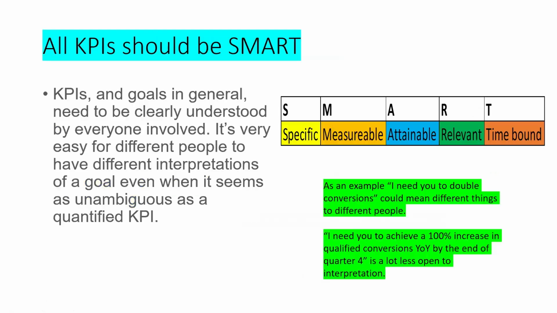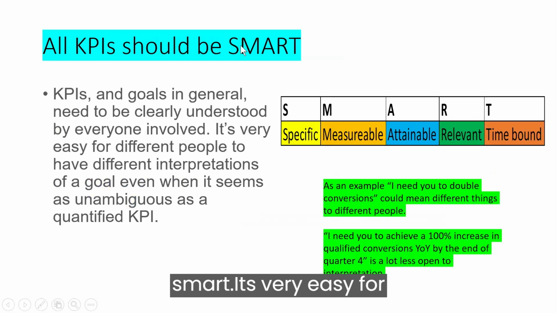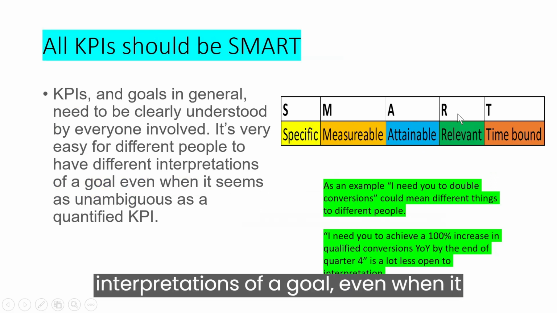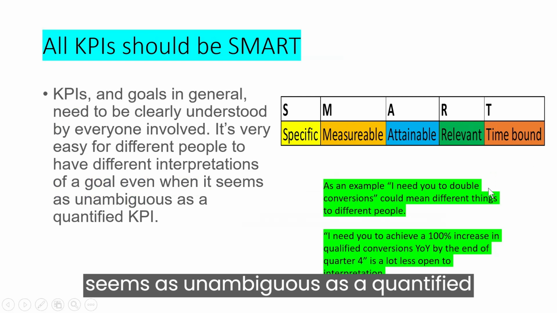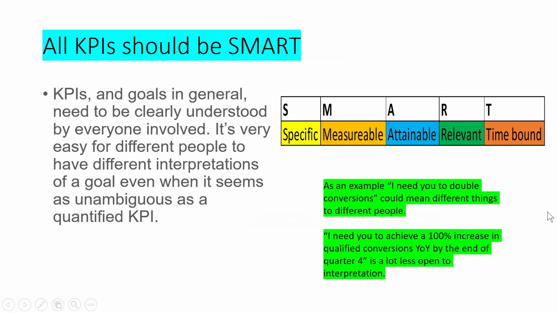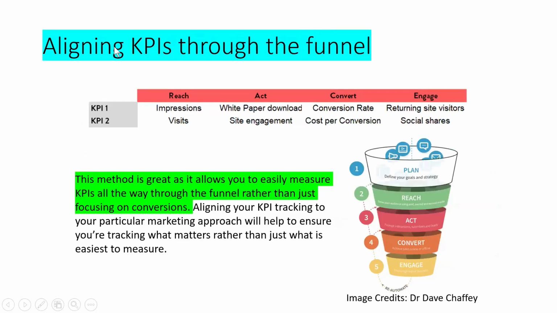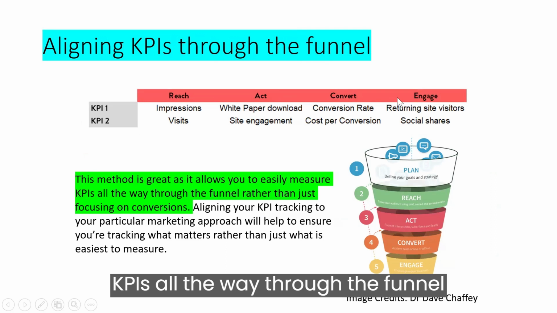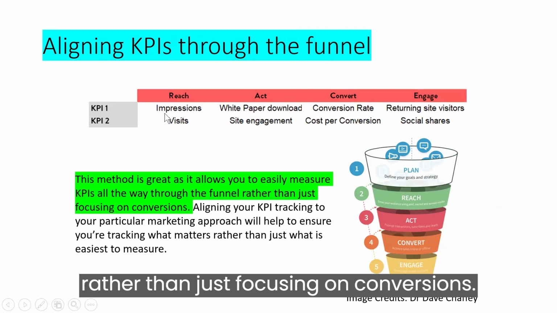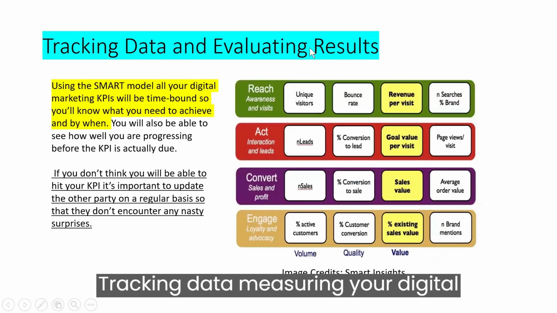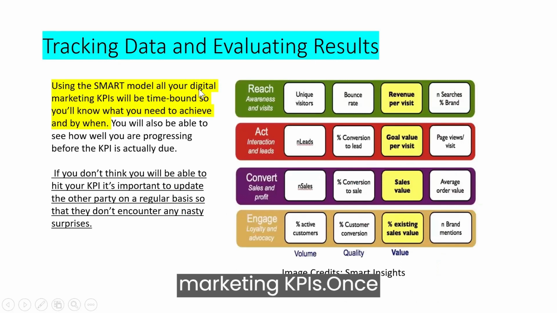All KPIs should be SMART. It's very easy for different people to have different interpretations of a goal, even when it seems as unambiguous as a quantified KPI. Aligning KPIs through the funnel. This method is great as it allows you to easily measure KPIs all the way through the funnel rather than just focusing on conversions.